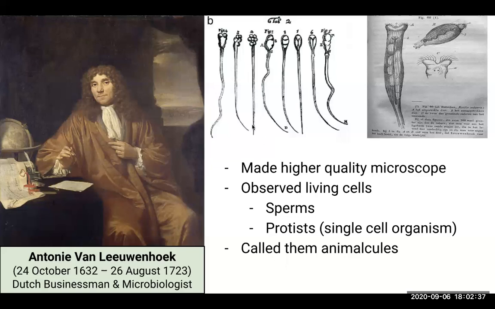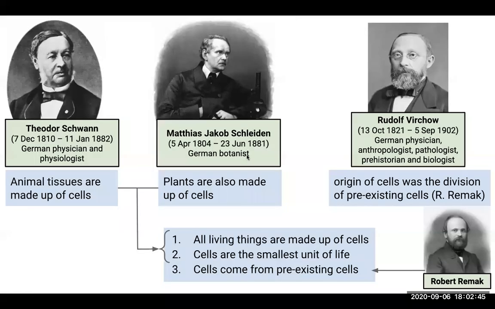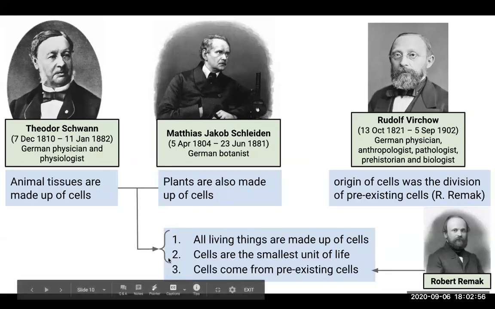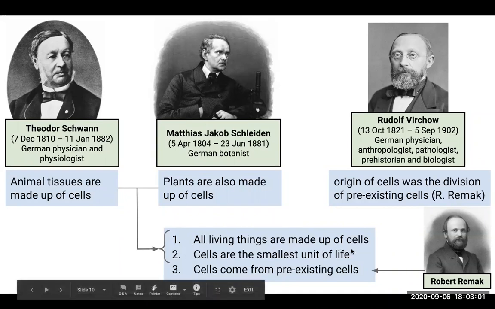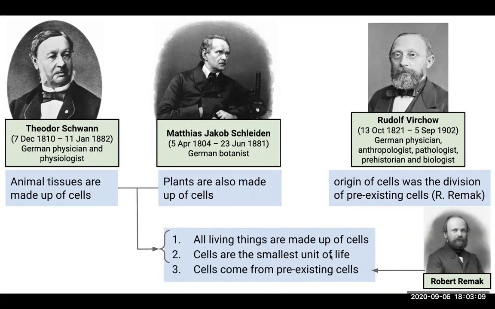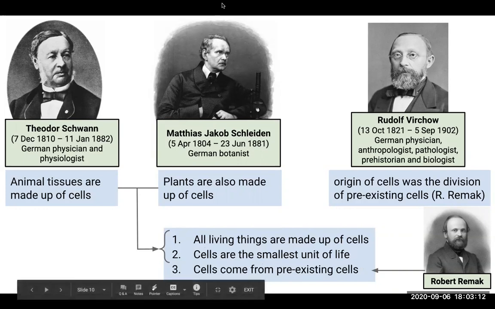Now, these are the first observations that we have of cells. But the cell theory, or the idea or concept of what cells are, wasn't really developed until the 1800s. And the cell theories that I have introduced you to, which is number one, all living things are made up of cells. Number two, cells are the smallest unit of life. And number three, cells come from pre-existing cells. So this set of cell theory is not put forward until the 1800s.